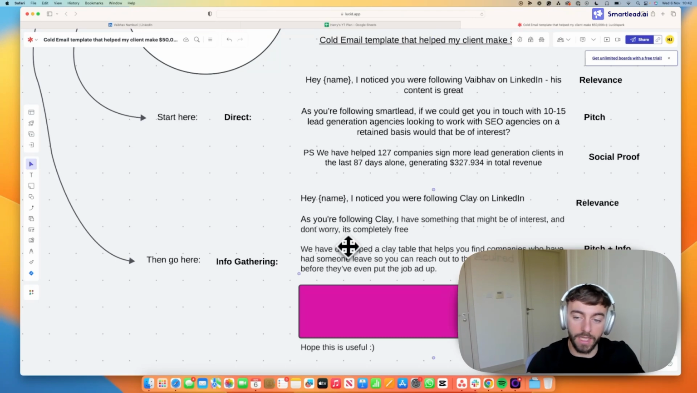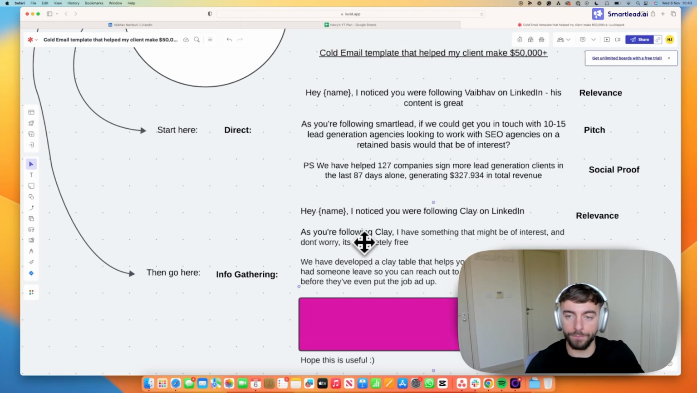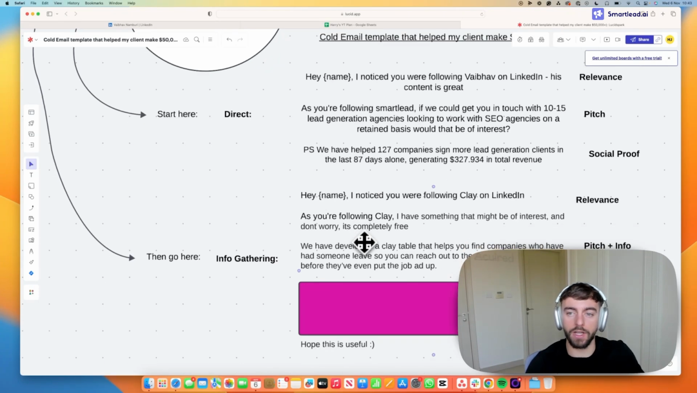I say, we have developed a Clay table that will help you find companies who have had someone leave so you can reach out to them offering a replacement before they've even put a job ad up. This is an example for the recruitment space, but you can tailor this to whatever space you want. It's basically giving them a little bit of a pitch as to what we've built and why it'd be useful to them, with a bit of an explanation as to what it does.